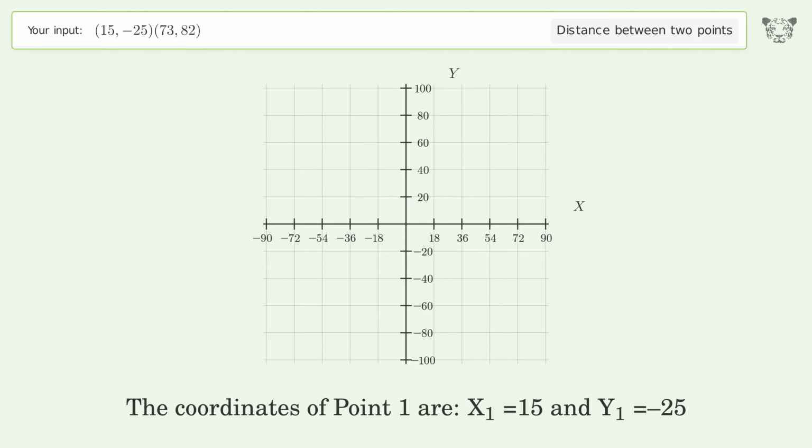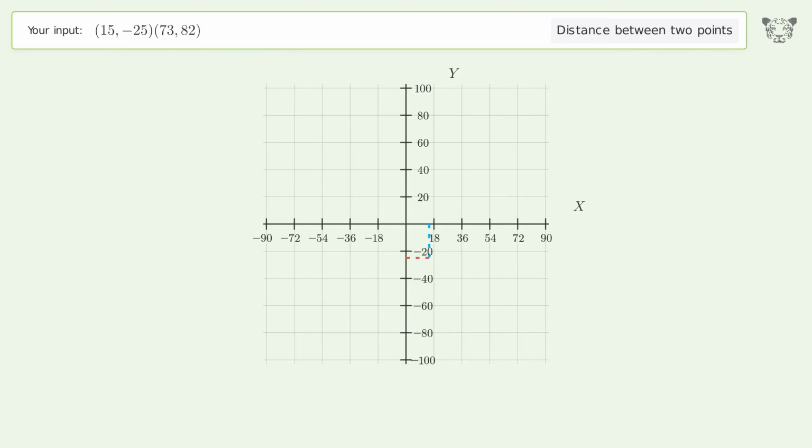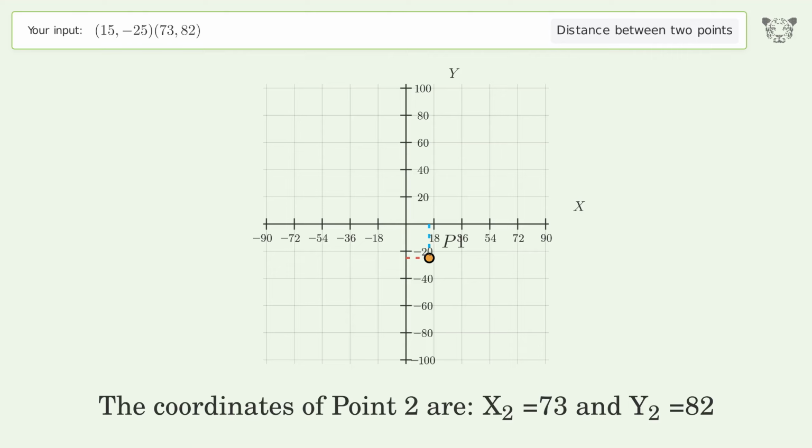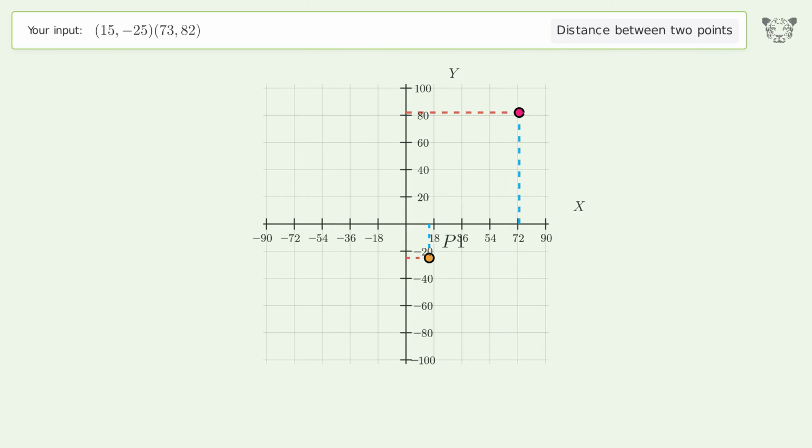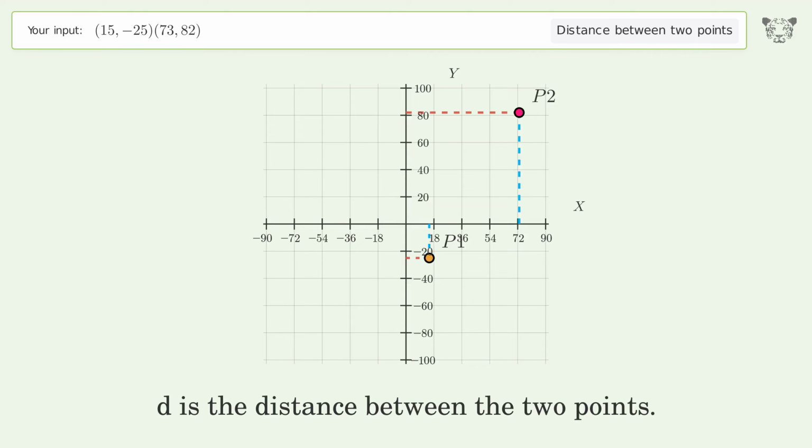The coordinates of point 1 are x1 equals 15 and y1 equals negative 25. The coordinates of point 2 are x2 equals 73 and y2 equals 82. D is the distance between the 2 points.